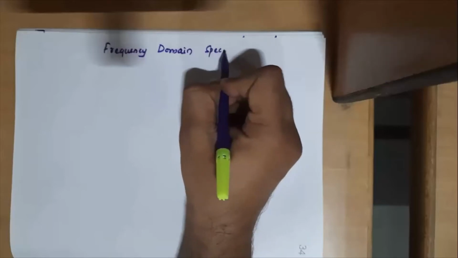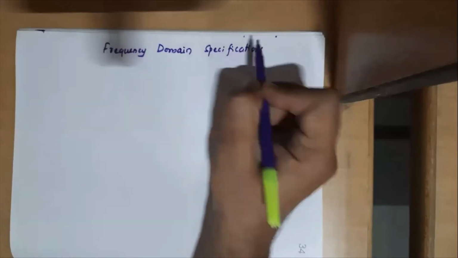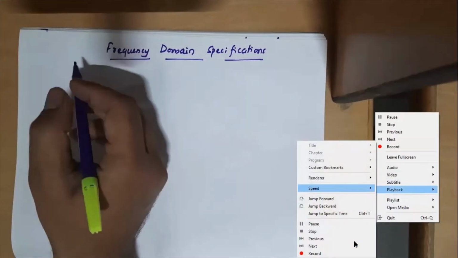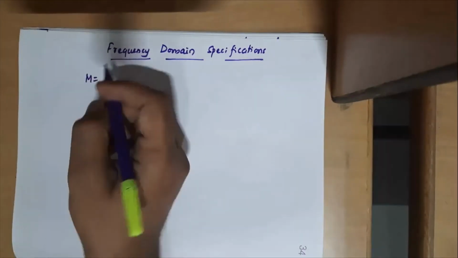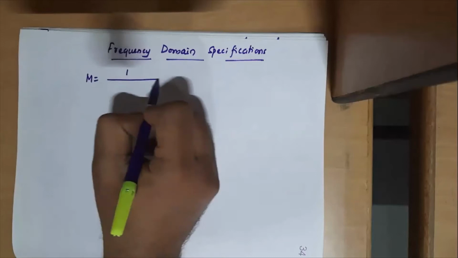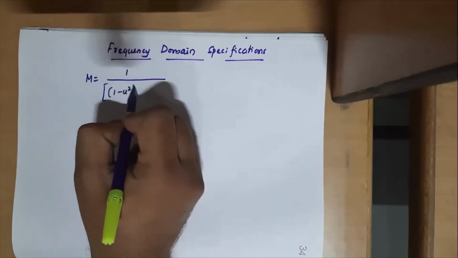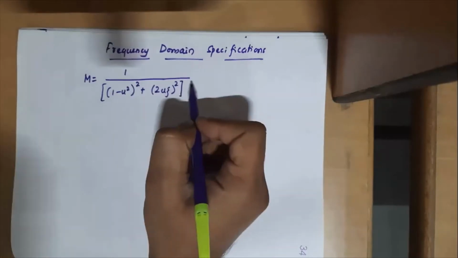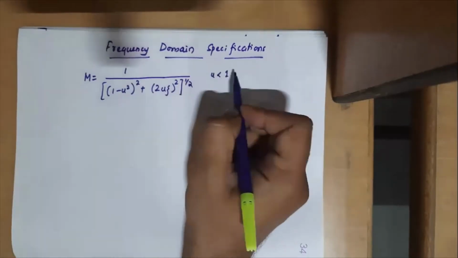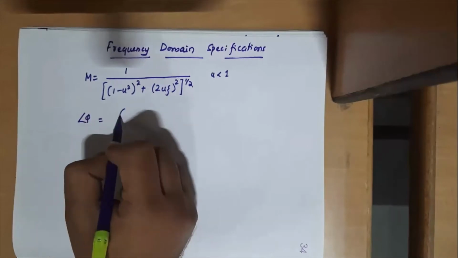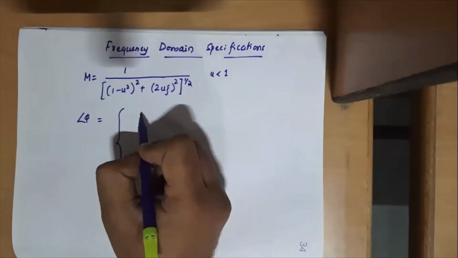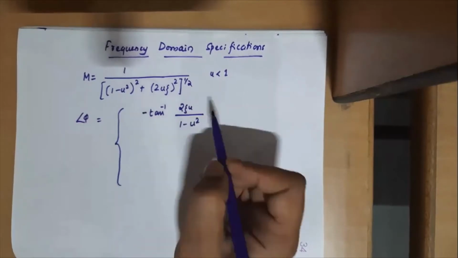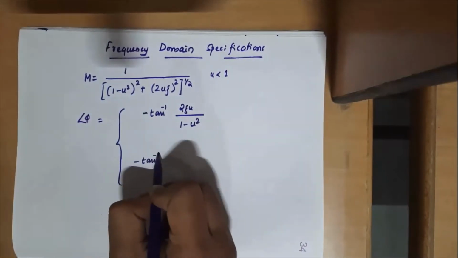Okay, fine. So today we will proceed with the frequency domain specifications, which is again a very simple thing. There is nothing new, similar to the concept of time domain specifications. We already derived in the previous class the expression for magnitude, where u is less than 1 and u is also omega by omega n. Similarly, for phase angle, we had the expression of minus 2 zeta u by 1 minus u square.